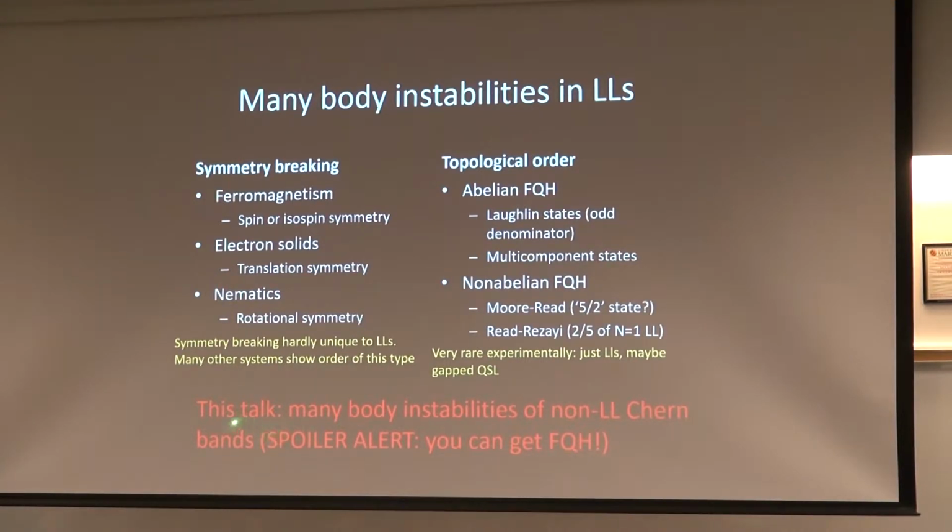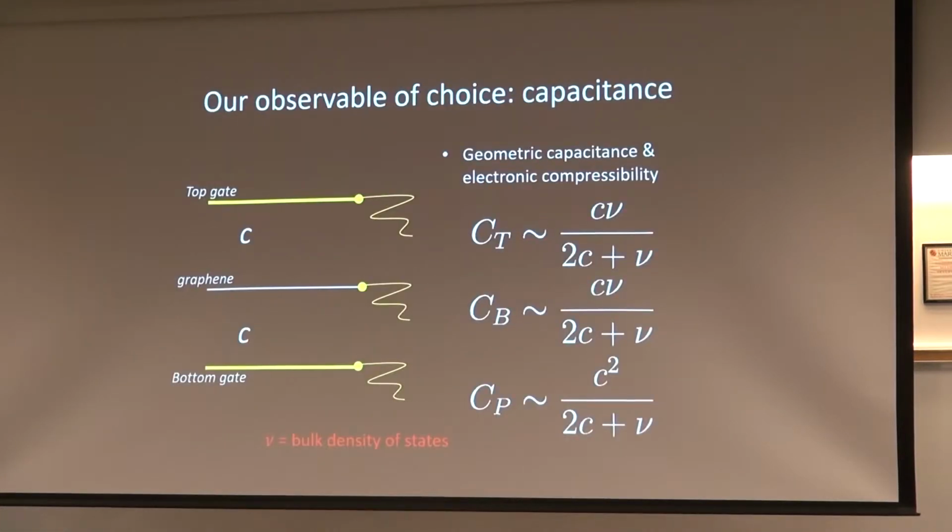And what I'm going to tell you about in this talk is how you can generalize not only symmetry breaking physics, but also topological order to a system that is related to Landau levels, but not exactly. In other words, can you get a fractional quantum Hall inside a Chern band within the Hofstadter butterfly that's not exactly a Landau level? Okay, so the measurement that we make, so we study graphene and graphene heterostructures.